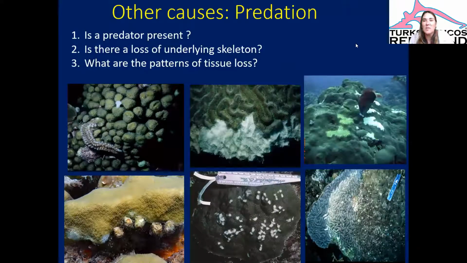So what are other causes? Well, predation. Predation is often something that will be mistaken for a disease lesion. So let's have a look at what different types of predation we have. When you're down there and you see a lesion, first you're going to say, okay, is there a predator present? Is there a loss of underlying skeleton? Remember I said with disease, you have a perfectly denuded skeleton. With predation, it's usually scratched at or scraped. So you want to look for that. And then of course, the pattern of tissue loss can often tell you where that tissue loss came from.